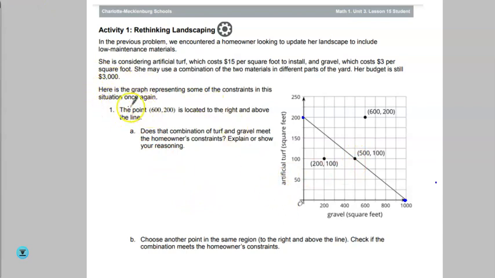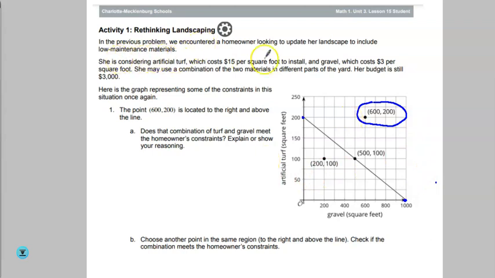So then for number 1, it gives you this point 600, 200, this point up here. It's definitely not on the line, so we know it won't equal exactly 3,000. So the question is, does that combination of turf and gravel meet the homeowner's constraints? And explain your reasoning. And then choose another point above the line up here for part B and see if it does also. So pause and try that. Okay, so hopefully you tried A and B.